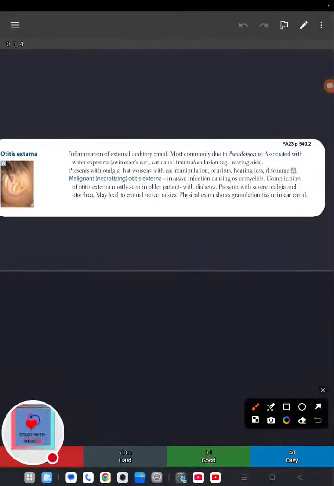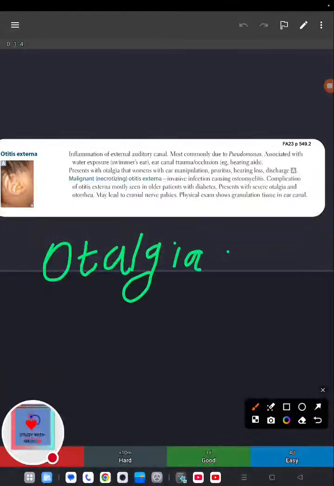Patients present with otalgia that worsens with ear manipulation, pruritus, hearing loss, and discharge. Otalgia is ear pain: oto means ear, algos means pain. So it worsens with ear manipulation, and there will be itching, pruritus, hearing loss and discharge. Hearing loss will be conductive type of hearing loss.